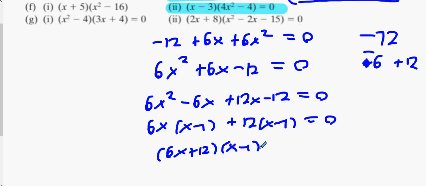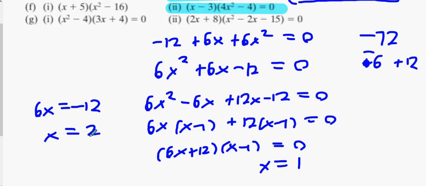So under this question, x equals 1. 6x equals minus 12. X equals minus 2. Happy days? Minus 2. Thank you. Hooray.